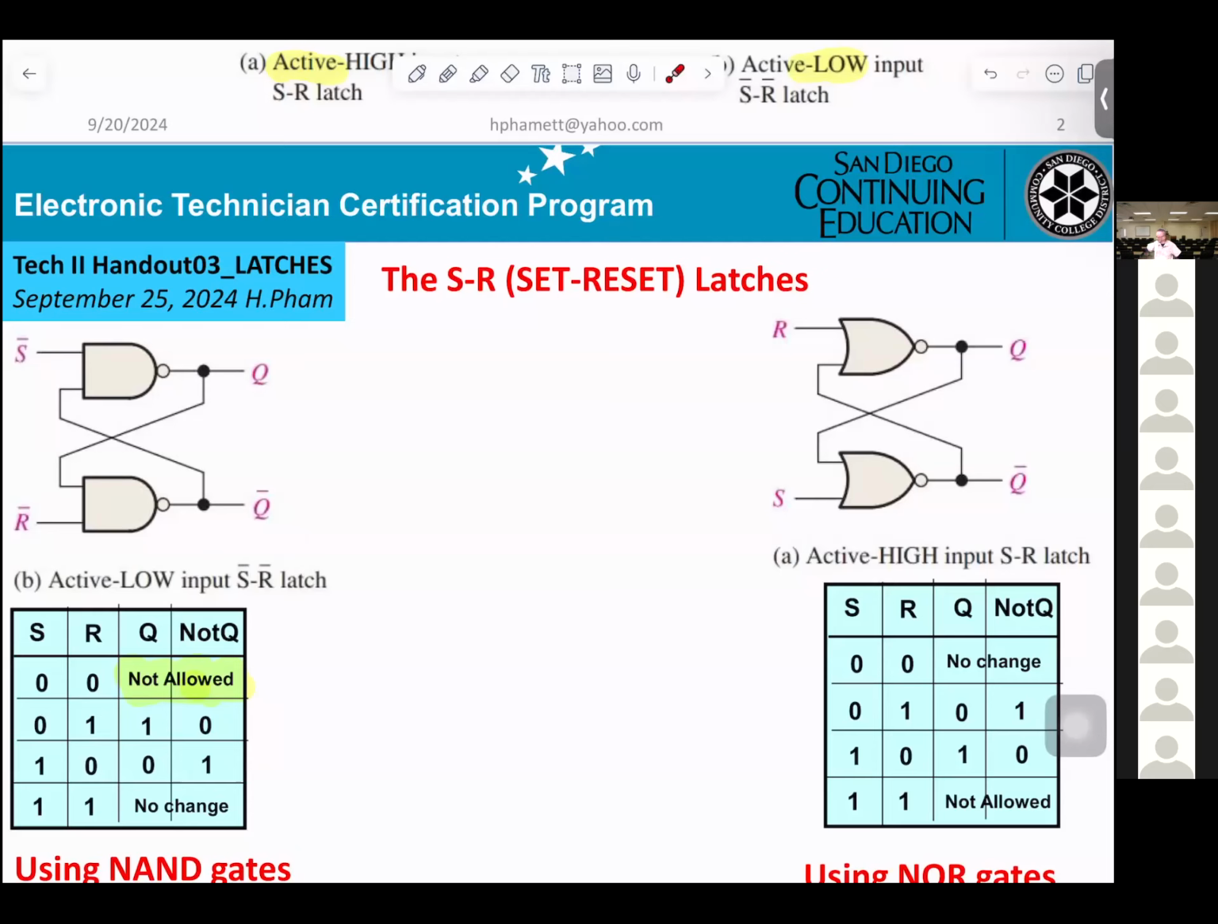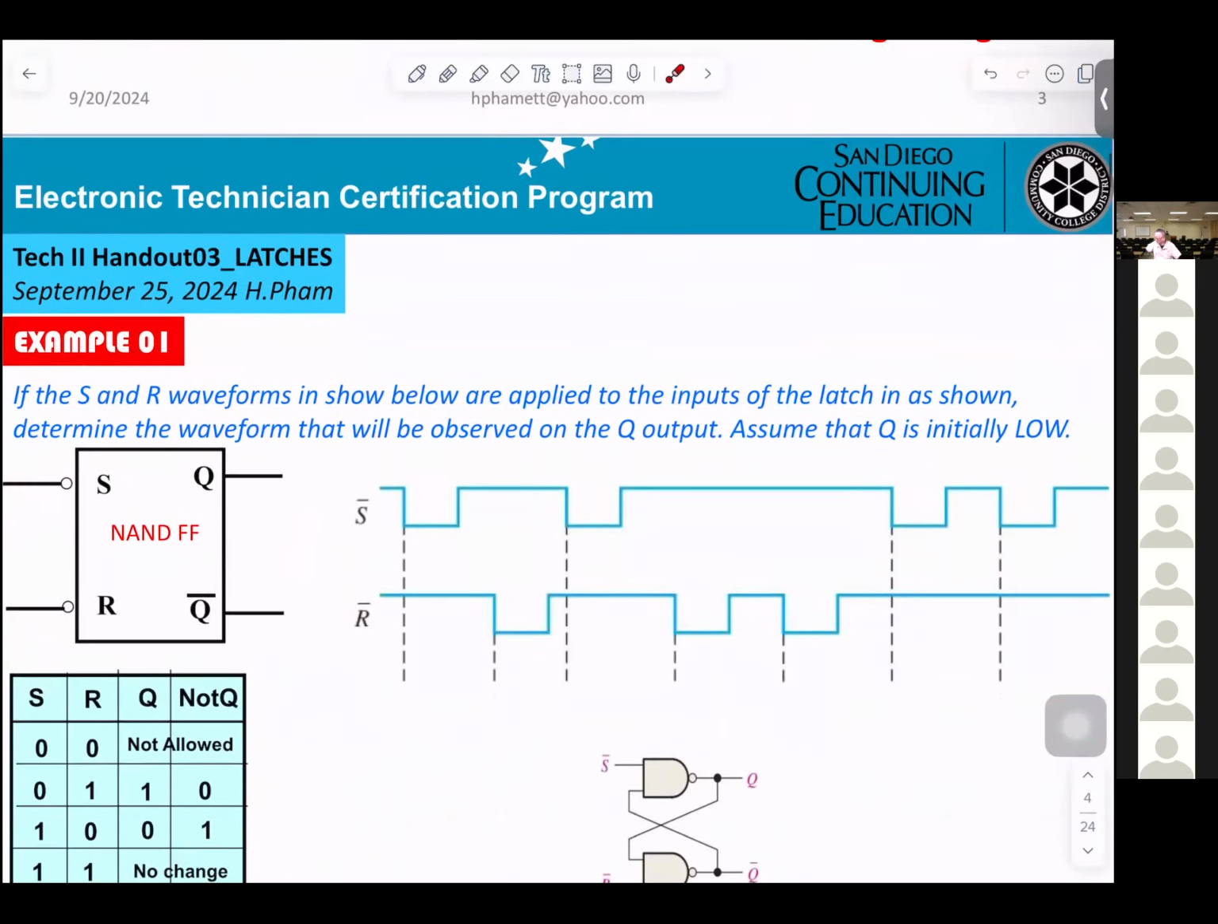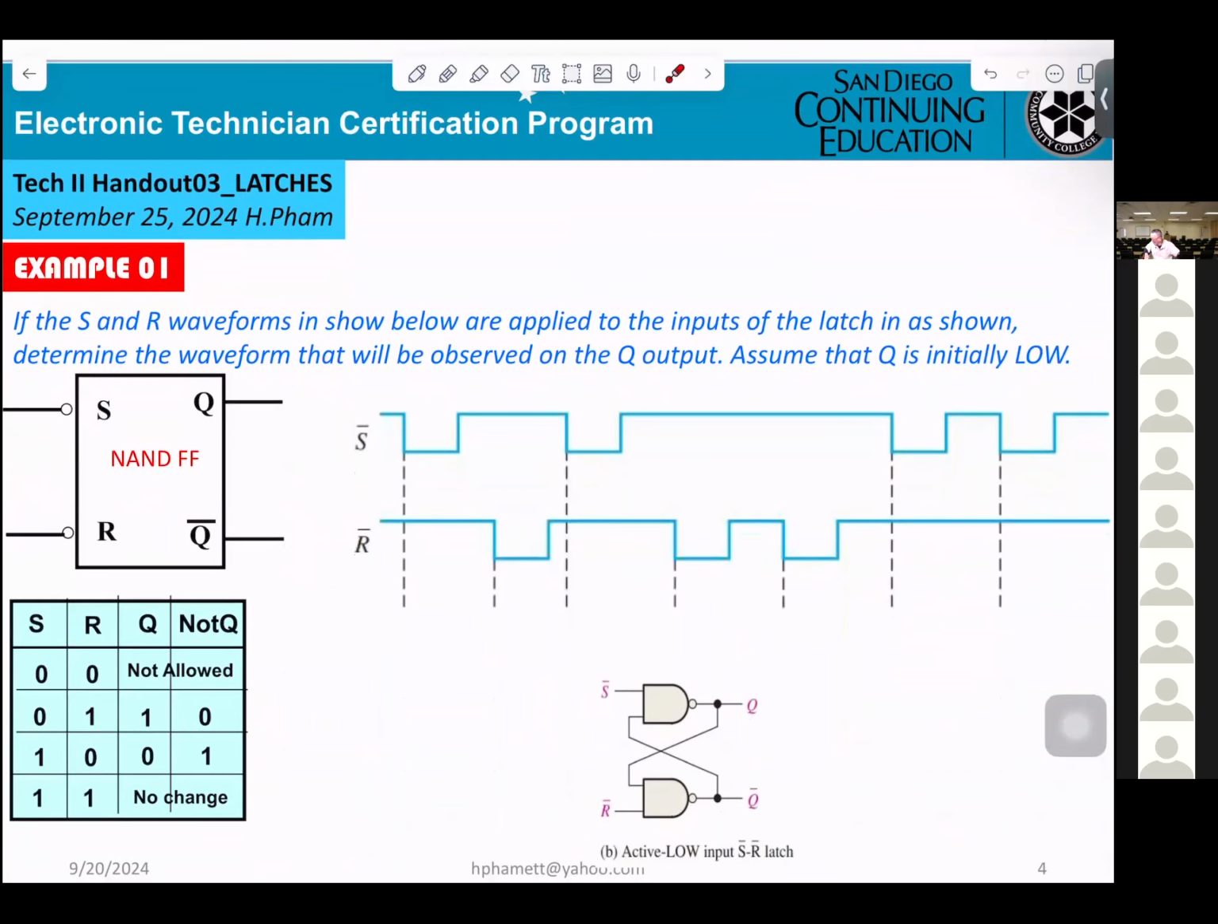And apply the same for the NOR gate here. Same thing: when there is no change, or when it is not allowed, or when Q is 0 and not Q is 1, or Q is 1 and not Q is 0. You will need that. You don't have to memorize it, but when you look into the table, you can tell me what the output is.